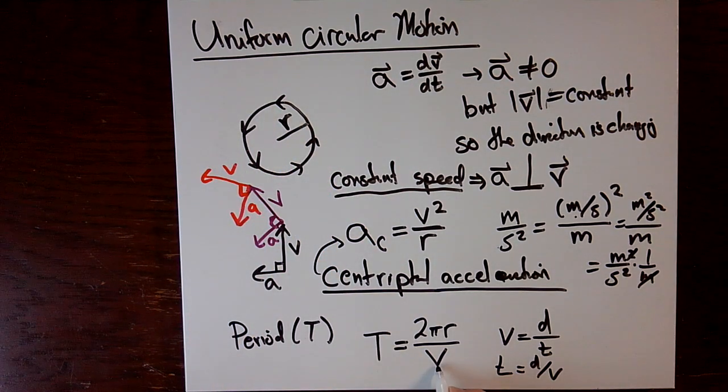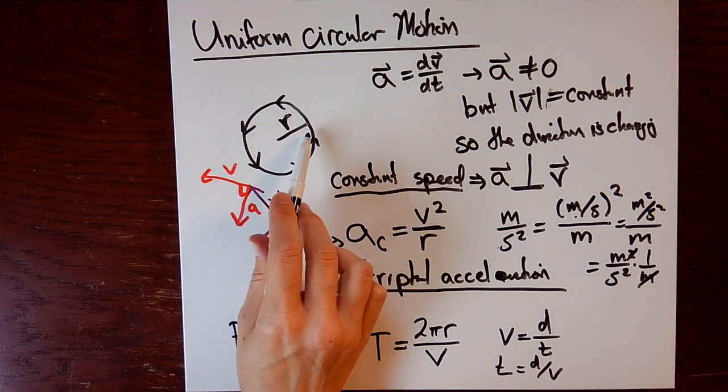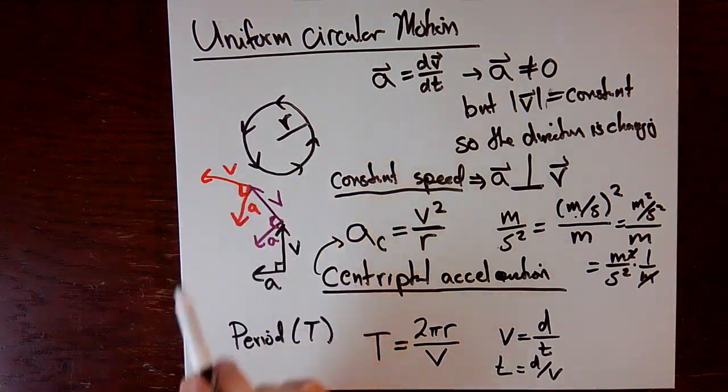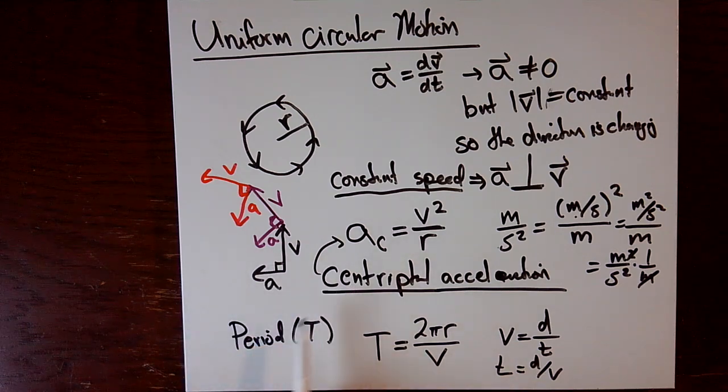Makes sense? If our velocity is bigger, and therefore our speed is larger, then this number will be bigger. We'll be dividing by a bigger number, and that's going to make the time smaller. And that also makes sense. If we're going faster, it'll take us less time to go around the circle. So this will get you started on uniform circular motion.